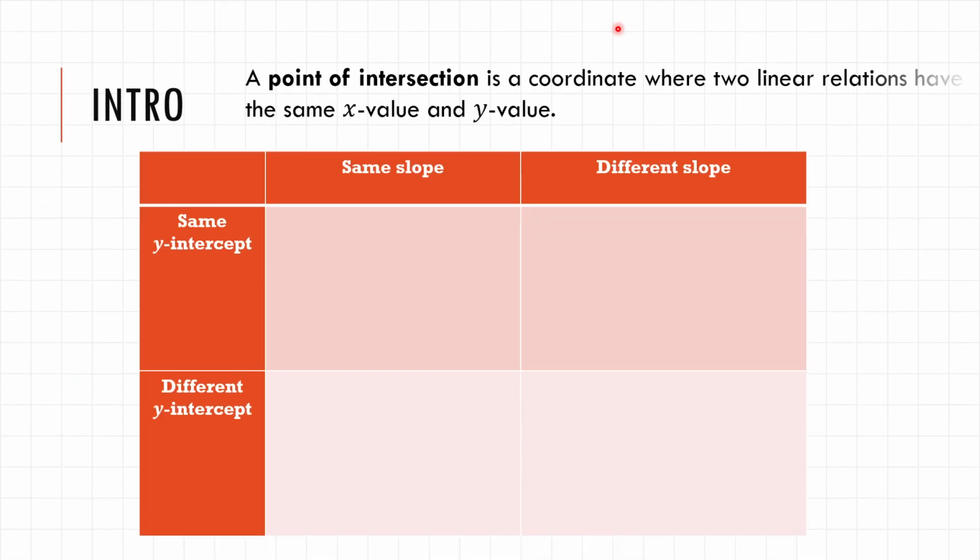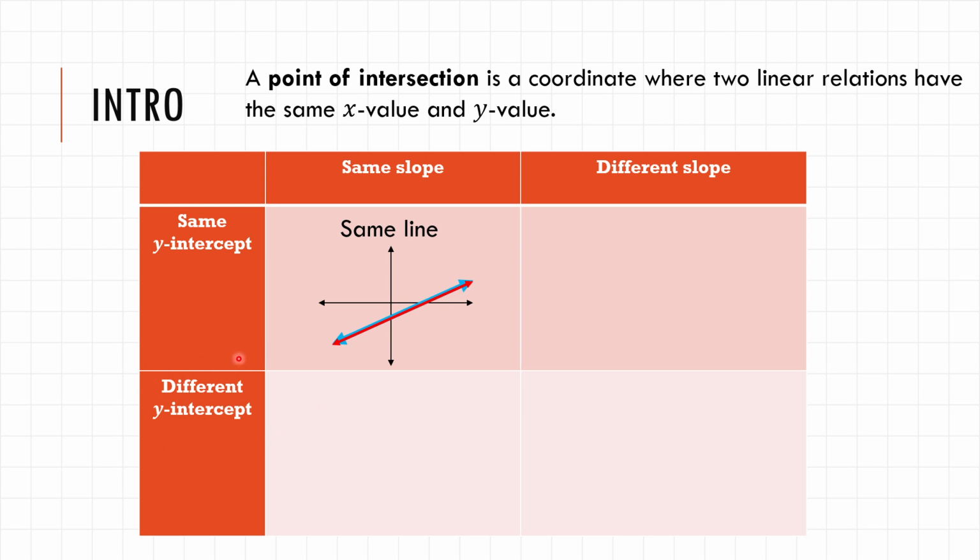In this unit, we learned that a point of intersection is a specific coordinate where the two different linear relations have the same x and the same y. Now, there are four situations that you could have a pair of linear relations in. If those two linear relations have the same slope and the same y-intercept, what does that look like? Probably like the same line. And you can see there are infinite points of intersection between the blue and the red line here.